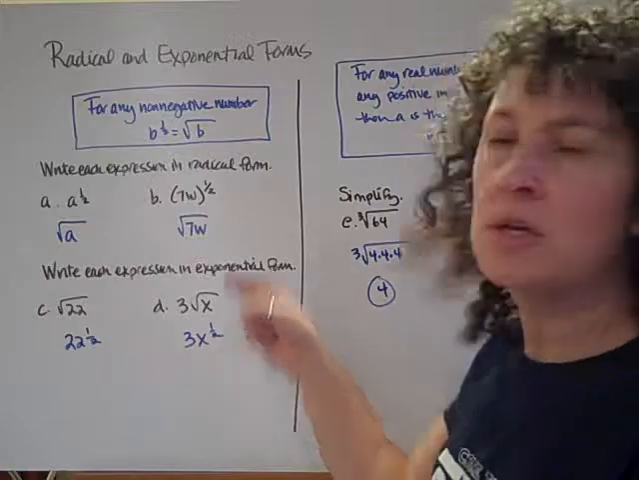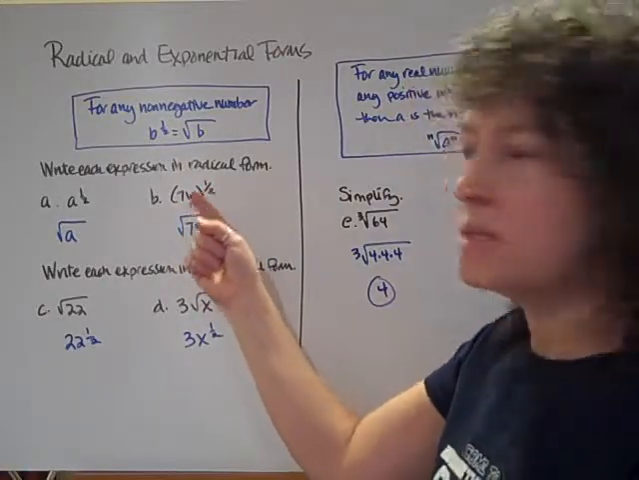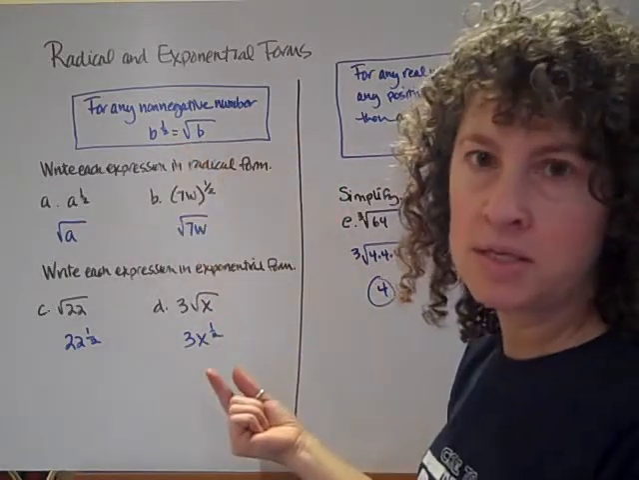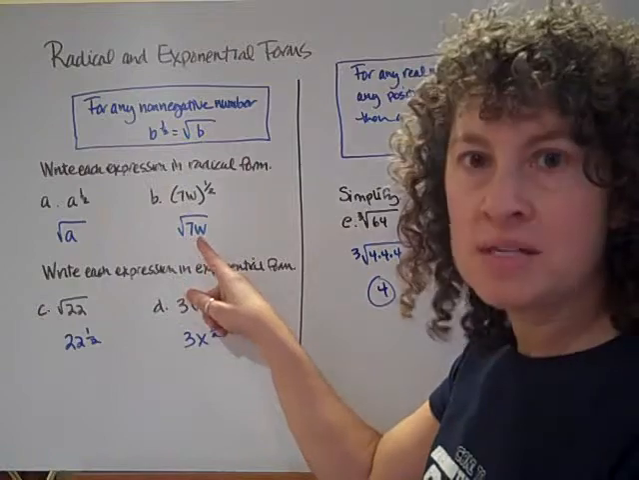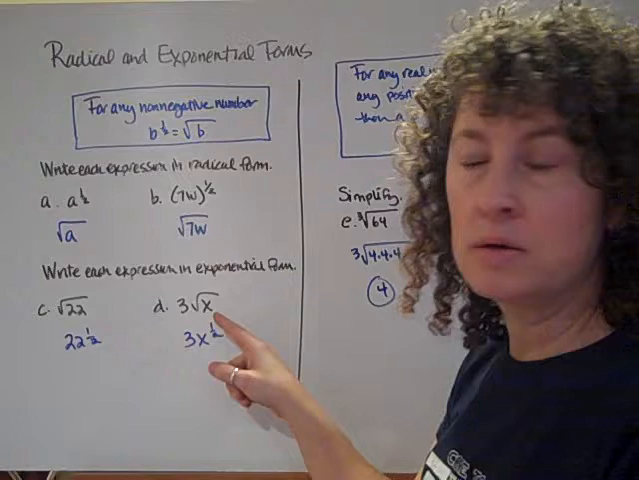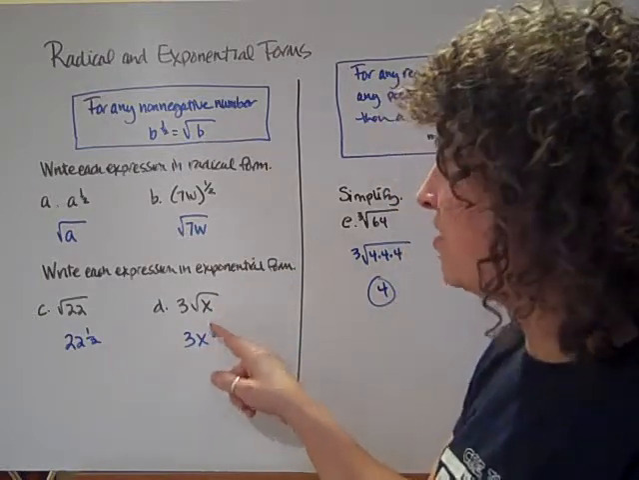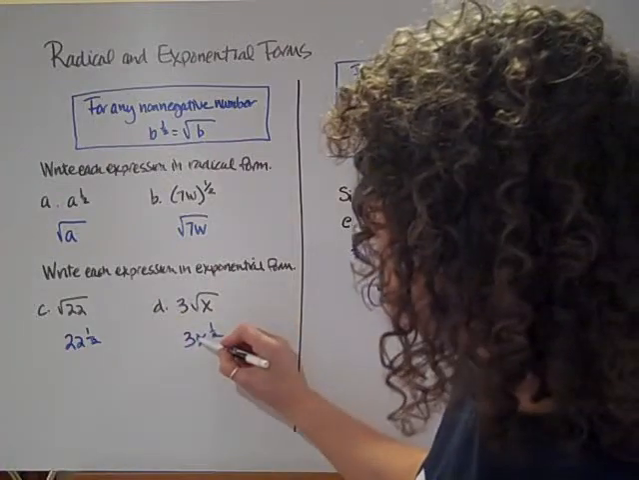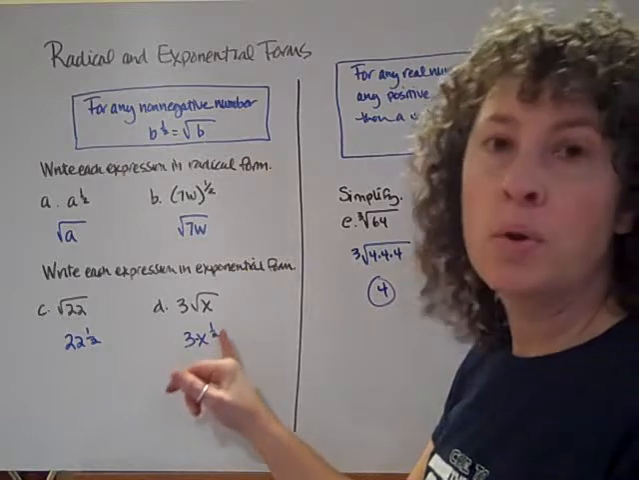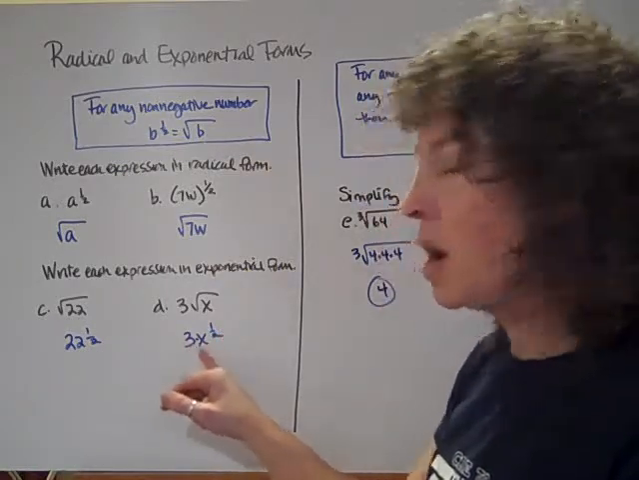Notice that these two things are different. Here, the whole base is 7w because it's in parentheses. So the exponent is 1/2, the base is 7w, and the base goes inside the radical symbol. The base is my radicand. Here, the only thing that's in the radical symbol is the x. So that is the only thing that's my base here. So it's x to the 1/2 power. The 3 is just being multiplied by that. Please remember that when we talk about exponential form, that exponent is only working on its base. It's not working on the 3.